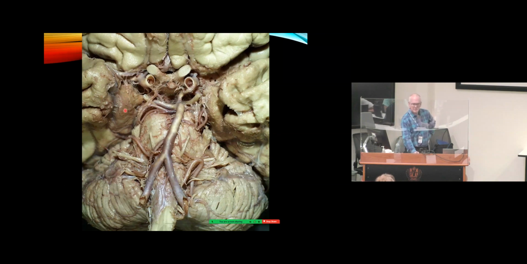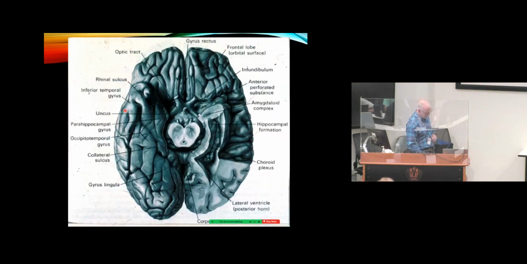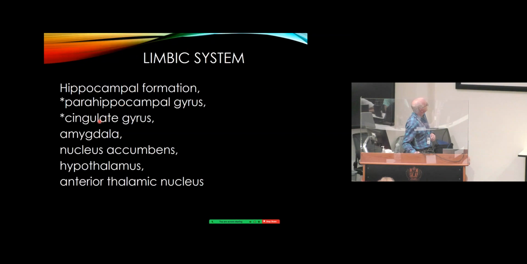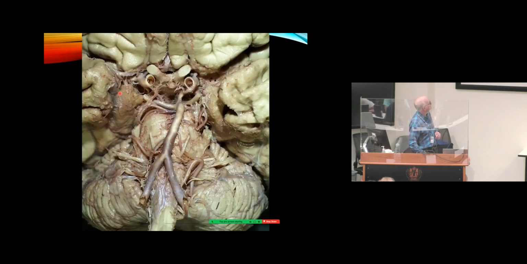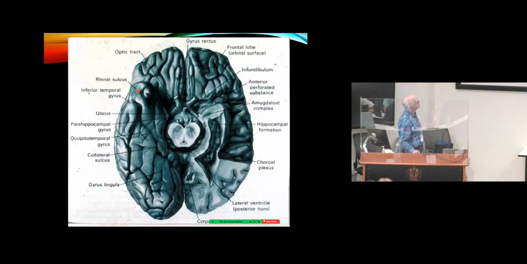Now, if we want to see these other areas, like from the last slide, the amygdala and the hippocampal formation, then we need to make a cut into the temporal lobe because those are deeper structures. In this drawing, notice we just cut off the tip of the temporal lobe right here. And so the amygdala is in this very anterior portion within the temporal lobe.